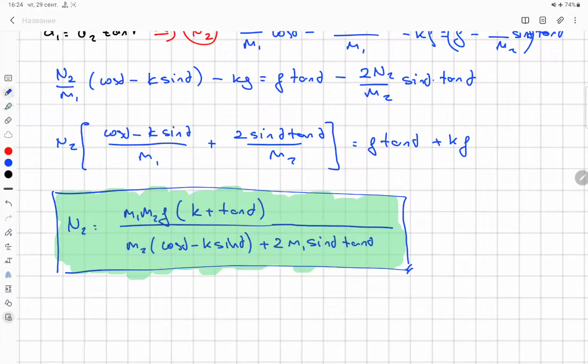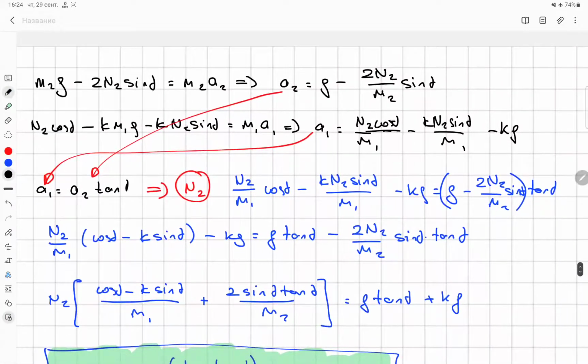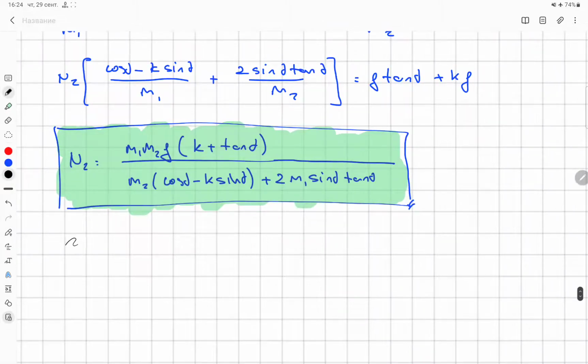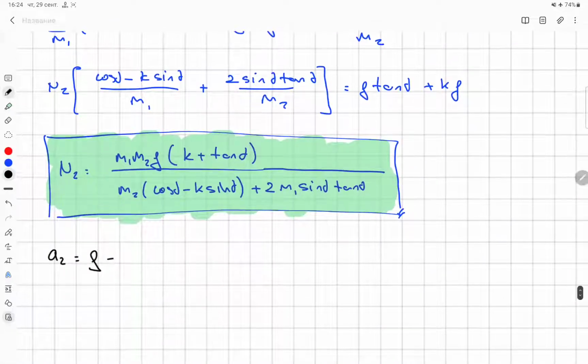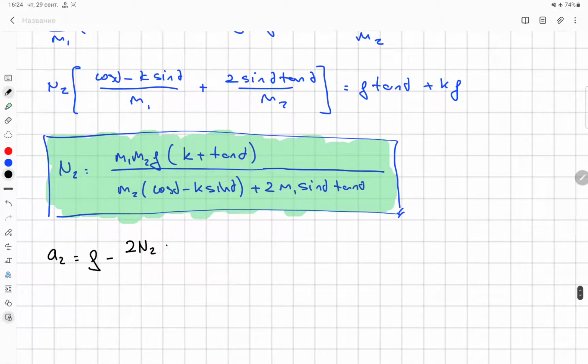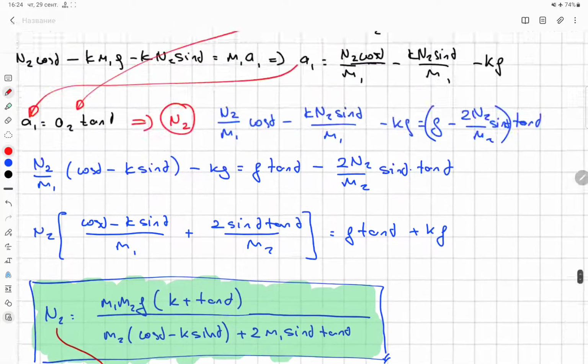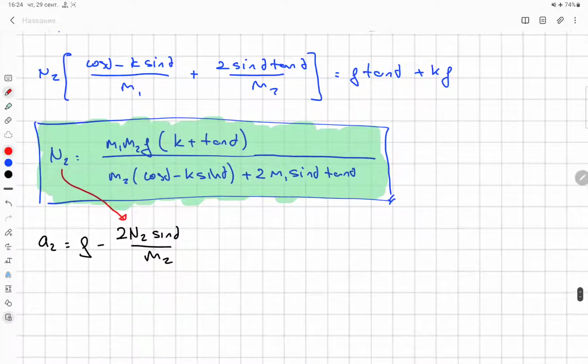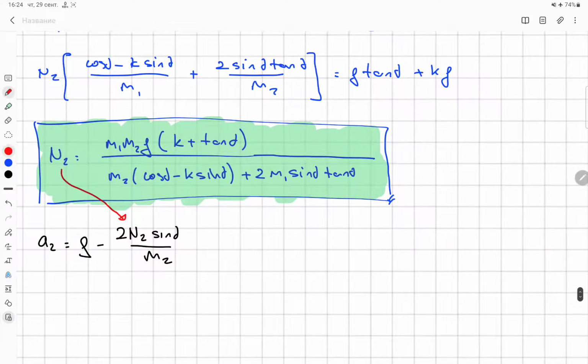N2 is given. Now we can come back to equation number 1 and find a1 and a2. For example, a2 equals g minus 2 n2 sine alpha over m2. You need to just substitute n2 here into this equation and find acceleration a2. It's just a matter of time.